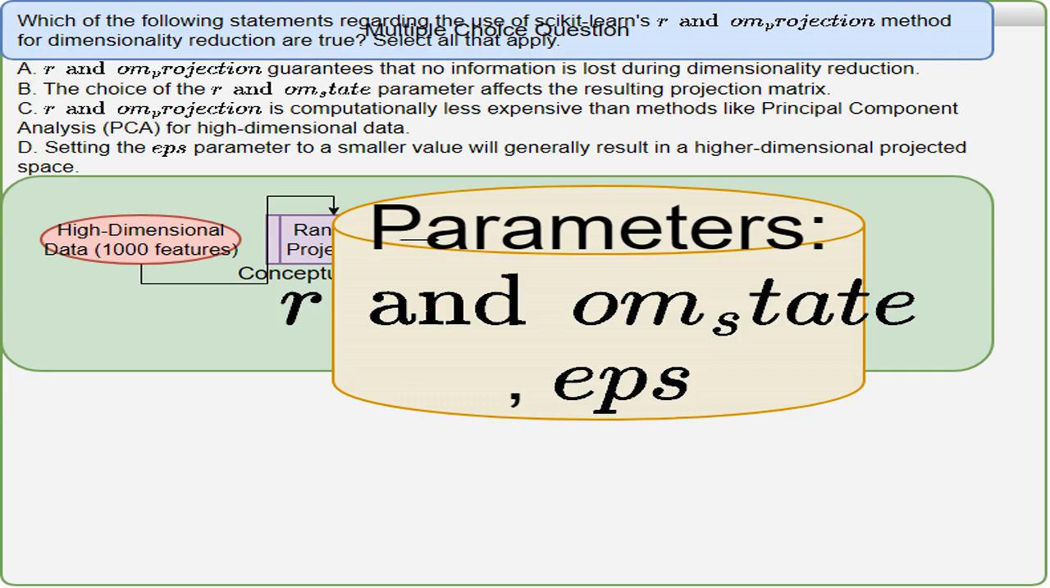The EPS parameter controls the level of dimensionality reduction. A smaller value of EPS results in a less aggressive reduction, keeping more of the original dimensions. This is a multiple-choice question testing my understanding of the random projection method, specifically how its parameters affect the outcome and its computational efficiency compared to other dimensionality reduction techniques such as principal component analysis, PCA.